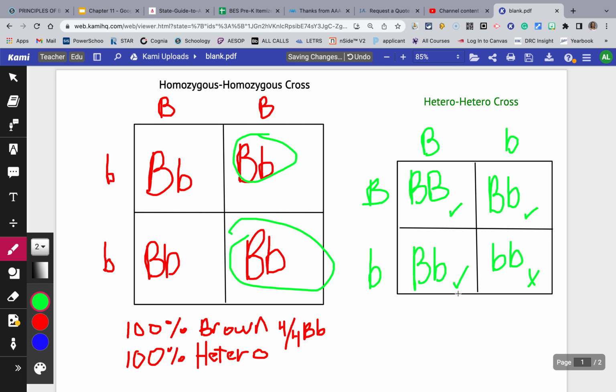Or just like we saw in the F1 generation with the flowers, it's a 3-to-1 ratio, okay? We're talking about phenotype here. 3-to-1. They're going to be brown to blue.